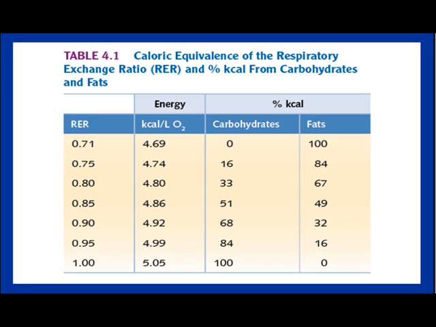So it's got an example here. This is out of your book. An RER of 0.71 is saying your carbohydrates are 0 and your fat's 100. That never ever occurs. You never burn 0 carbohydrates. This is just an example, okay? And by the time you get to an RER of 1, you're burning 100 carbohydrates, which is 0 fat. Again, that doesn't occur.